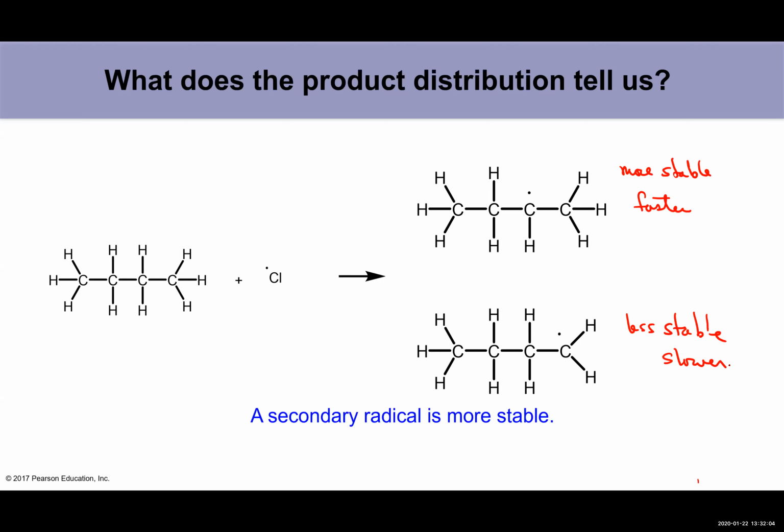So they know crazy amounts of information about these reactions. They actually know exactly how much faster each position is, primary, secondary, and tertiary.